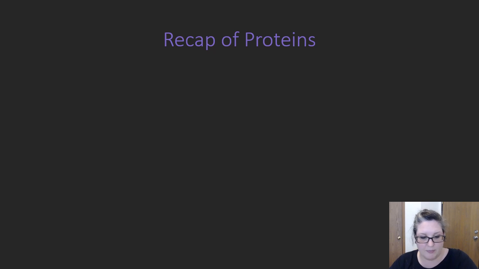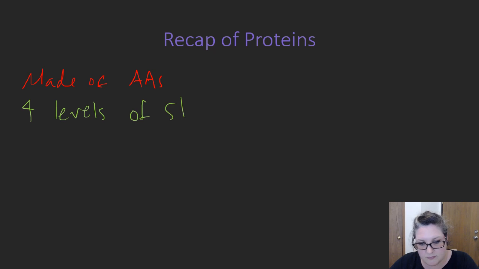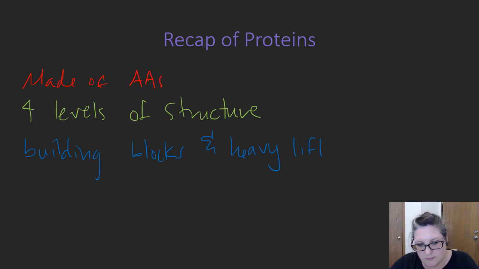So if we do a quick recap of proteins, they are made of amino acids. They have 4 levels of structure. They are building blocks and heavy lifters of the cell, and they include enzymes, which speed up or start reactions.